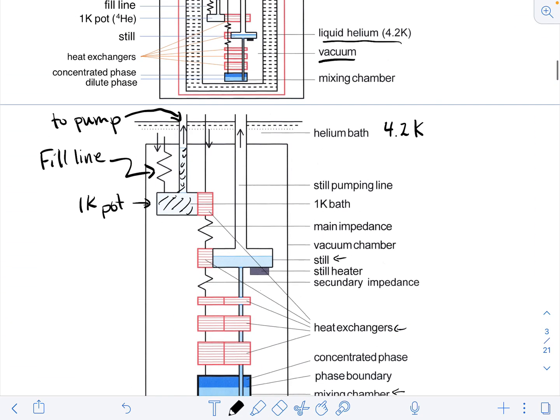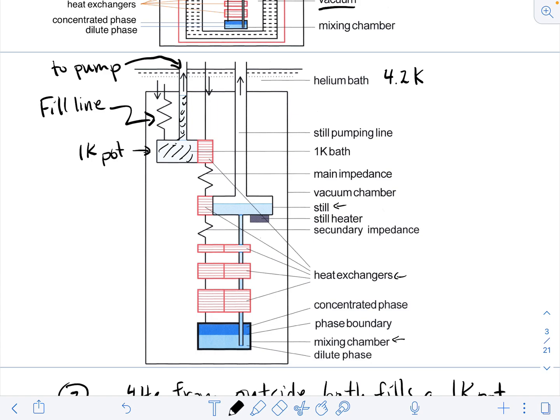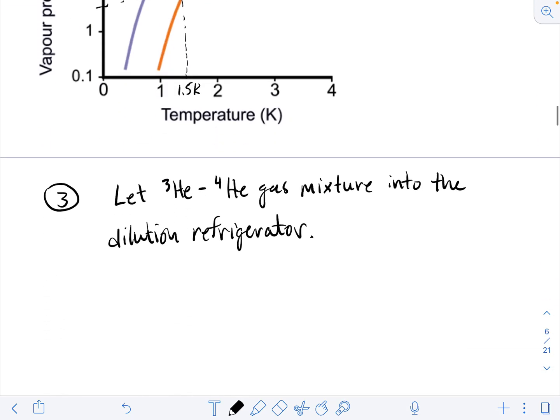And so we open some valves, and the mixture enters through here. It has to pass through a series of heat exchangers, and these red things are heat exchangers. It's connected to the outside of the 1K pot. So the outside of this heat exchanger is cooled to 1 Kelvin, and as the gas mixture passes through the small narrow tubes connected to the heat exchanger, it cools as it enters into the refrigerator. Okay.